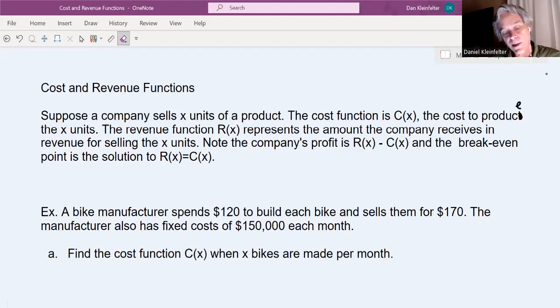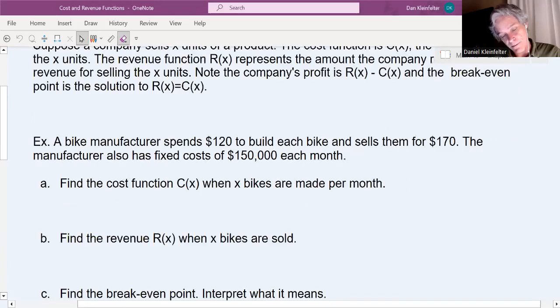The break-even point is the solution to R of X equals C of X. By break-even, what that means is that the company sells enough of their products so that it recovers their cost to make them, but doesn't make enough to make any profit, so they're breaking even on it. All right, so let's try an example.